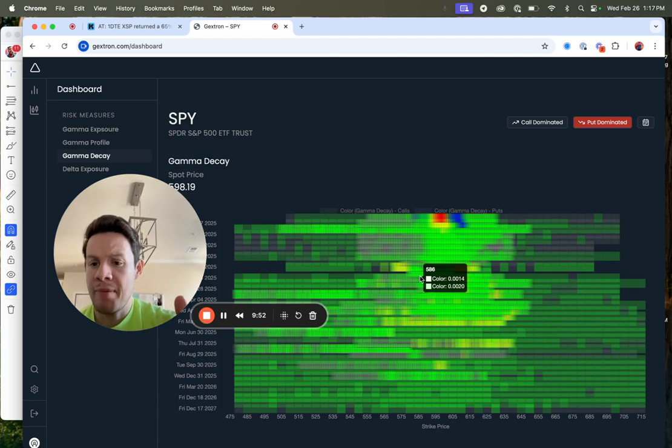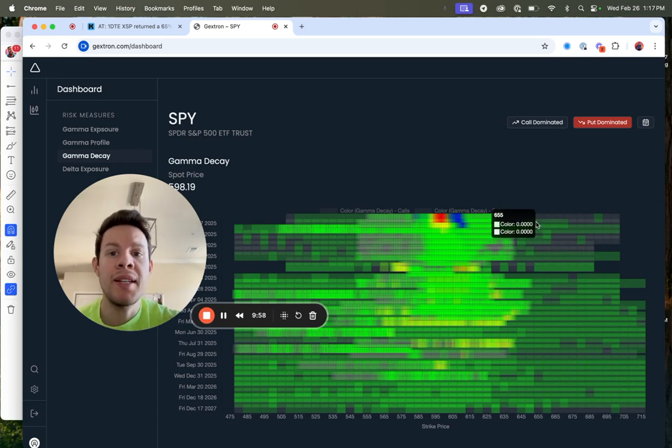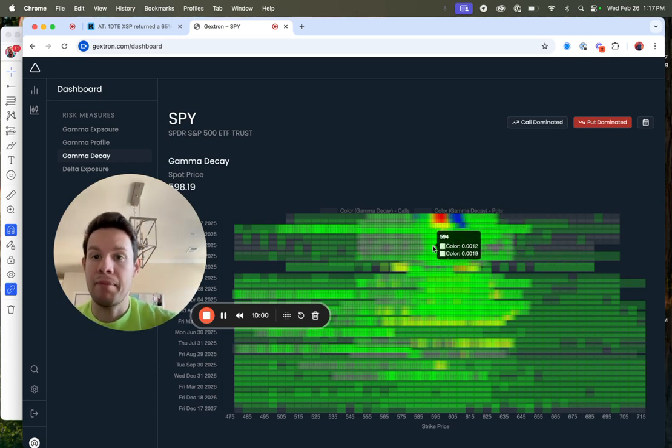Green is about stable, yellow is low, orange is medium, and so on, right? Red is high. And the reason this is really important, it doesn't mean that red is better than blue and blue is better than yellow. It has nothing to do with that, okay? Each color has its own job, right? You pick the right strike and the right expiration for the right job.